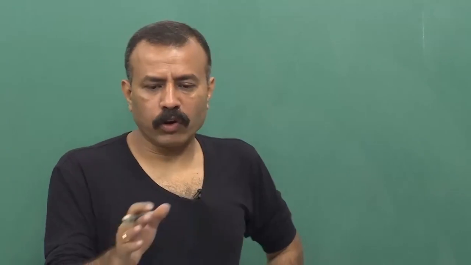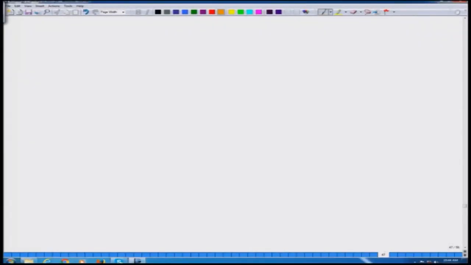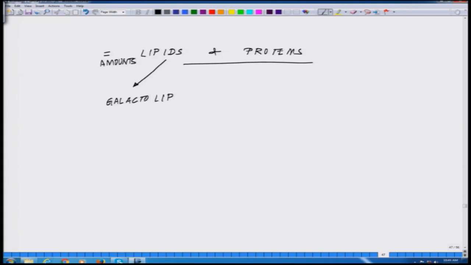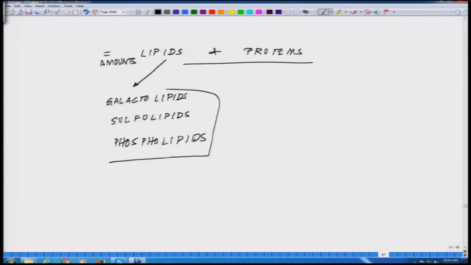Okay. So, this is the overall architecture which I want you to keep in mind. And if you want to know the composition of it, the composition is something like this. They have nearly equal amounts of lipids and proteins, and most of the total lipids are galactolipids, sulfolipids, and phospholipids. These are the different kinds of lipids which are present there.